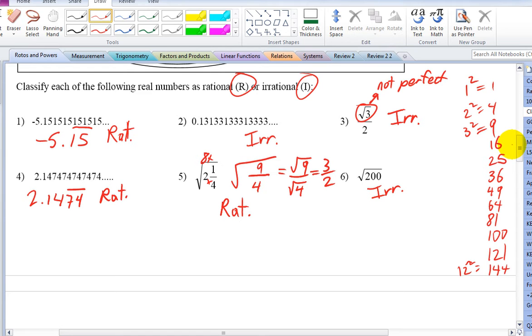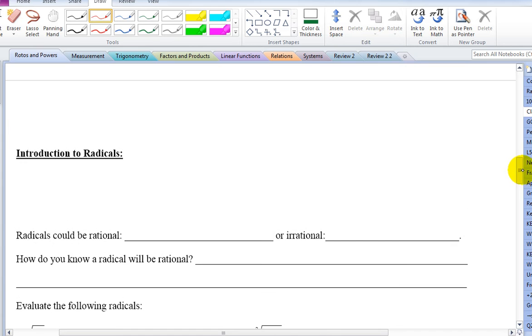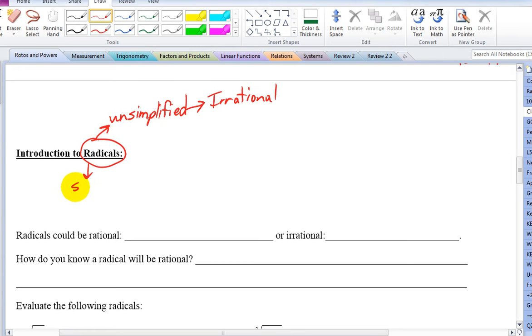Any questions about the difference between rational and irrational? Okay, so that's one part of your homework. You'll be looking at that. Turn it over. Now we're into radicals. So if they're unsimplified, then they are irrational. But if you can simplify, then they are rational. So the example would be square root 64 equals 8.